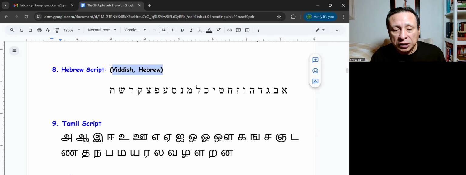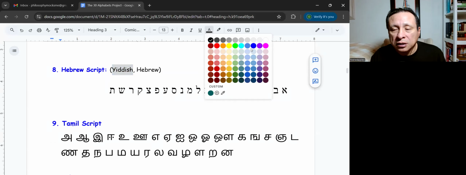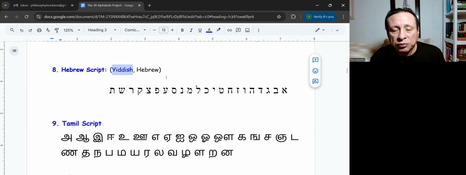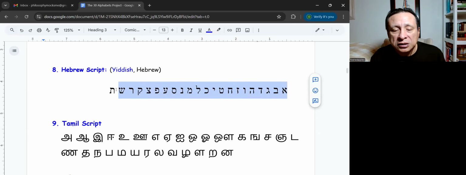It's also, in biblical Hebrew, basically the same alphabet. But we're going to do the Aleph Beis. I think in Yiddish it's called the Aleph Beis and in Hebrew it's called the Aleph Bet. But it's basically the same script with slight modifications.